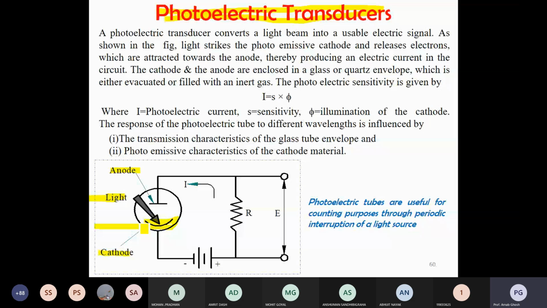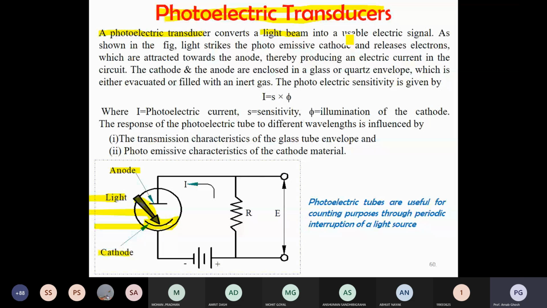Due to the emission of light, there may be movement of the electrons, and that movement of electrons is responsible for developing an electrical signal. So a phototransducer, a photoelectric transducer, converts the light beam into a usable electric signal, as shown in the figure.